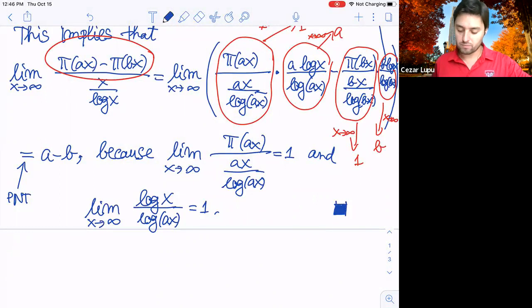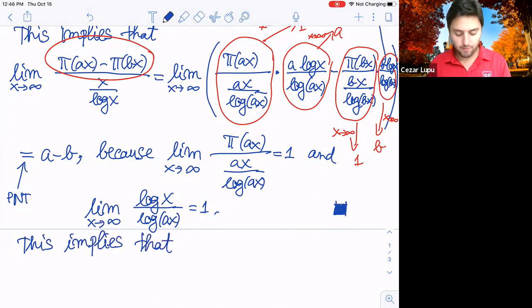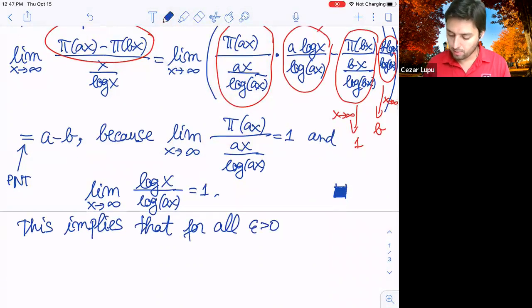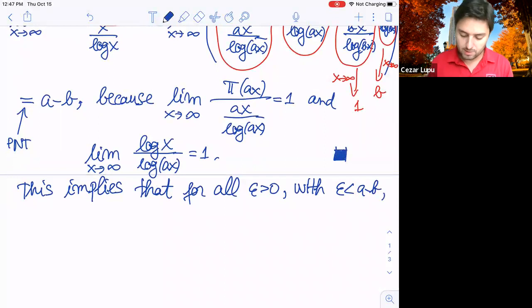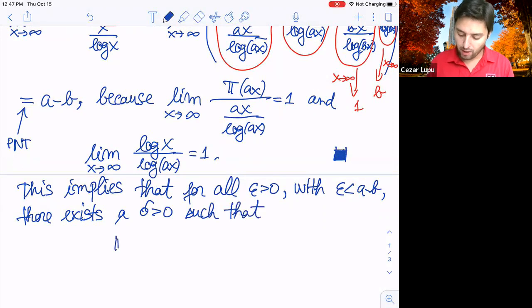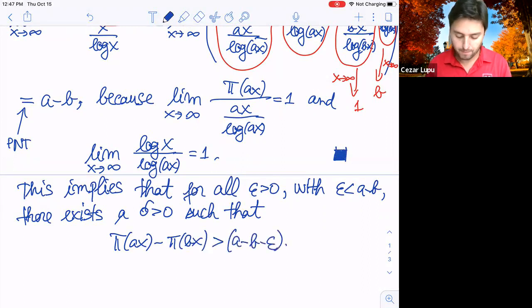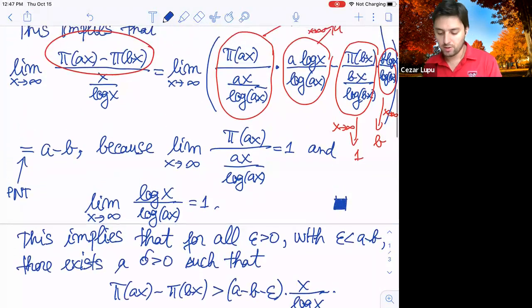So this implies that for all epsilon positive, and let's just say with epsilon less than the difference between a and b, less than a minus b, there exists a delta positive such that pi of ax minus pi of bx is greater than a minus b minus epsilon times x over log x, right? So we can say that. Just look at what we proved.